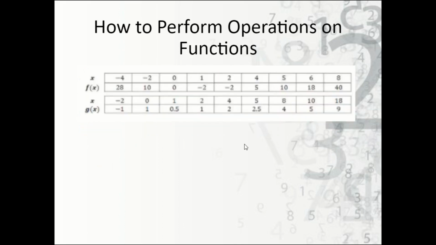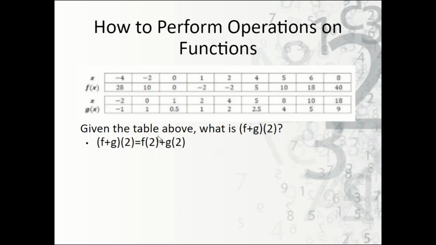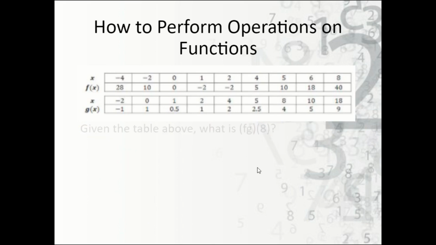Now let's look at another example. So it says, what is f plus g of 2? Well, when we write that out, f plus g of 2 is the same thing as f of 2 plus g of 2. So when we do that, we find f of 2, which is negative 2, and g of 2, which is 1. And then we're just going to add those two together. So negative 2 plus 1 is negative 1. So when you see f plus g or f minus g or anything like that, really what that's saying is we're going to take f of this value, then whatever operation's there, and then g of that number.